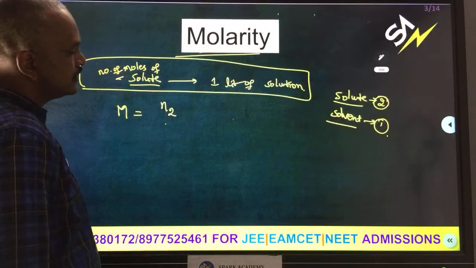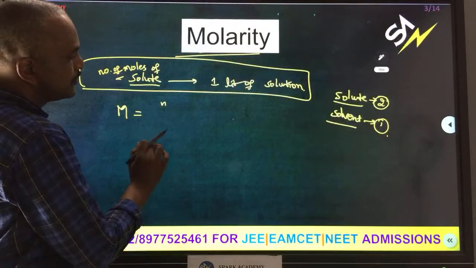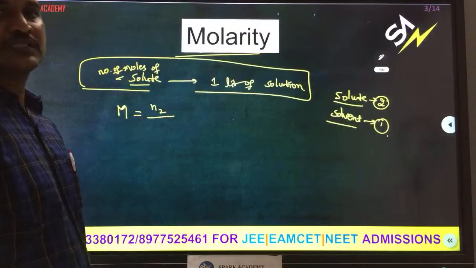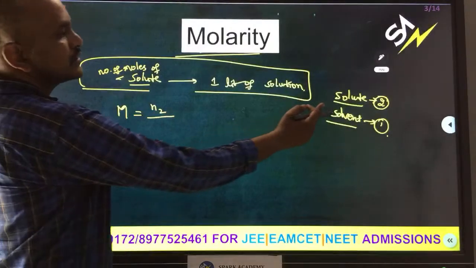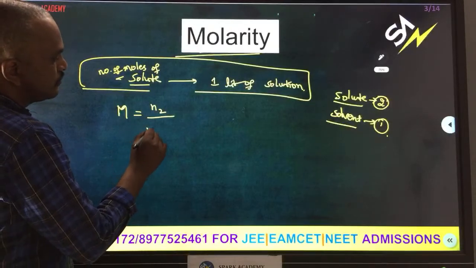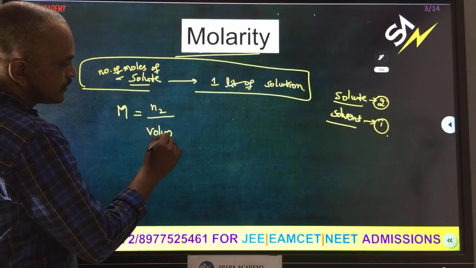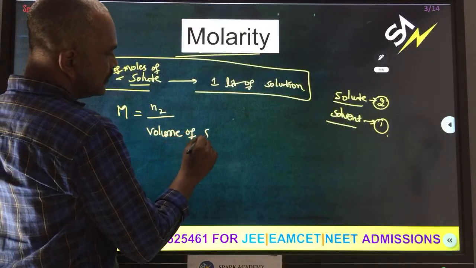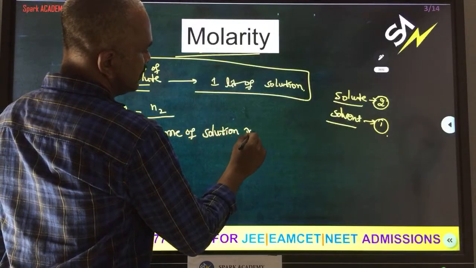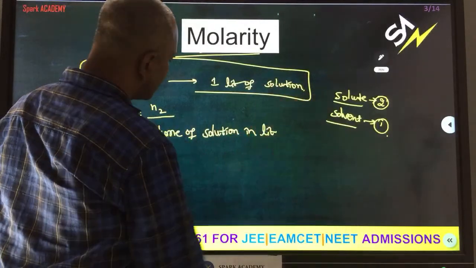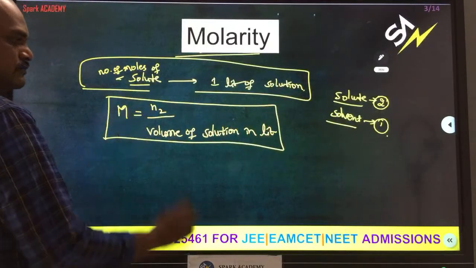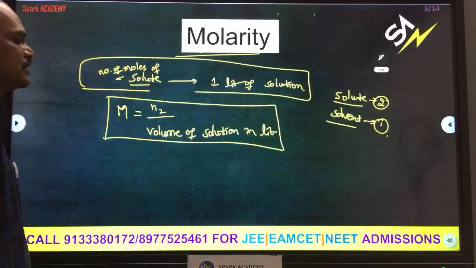N2 we wrote here. N2 means the number of moles of solute. The second one denotes the solute. Next, number of moles of solute divided by volume of solution in liters. Understood? So this is the formula for the molarity. These formulas are very, very important.